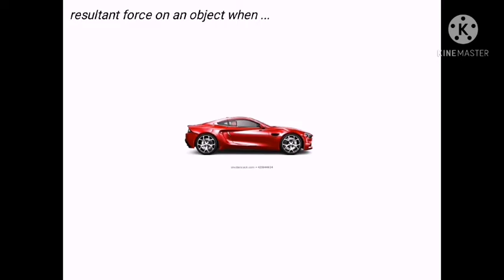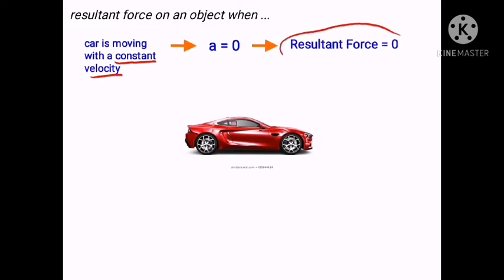Alright, so now let's look at this example. Describe the resultant force for the object when the car is moving with a constant velocity. Alright, constant velocity. It is moving but with a constant velocity. What can you say about the acceleration for the car? The acceleration is 0. Now, since the acceleration is 0, what can we say about the resultant force? The resultant force is also 0.